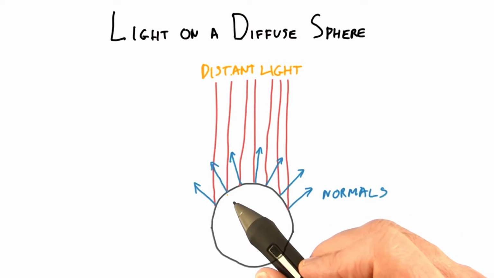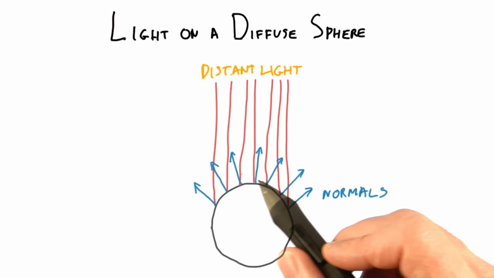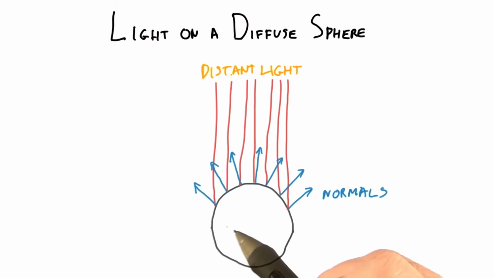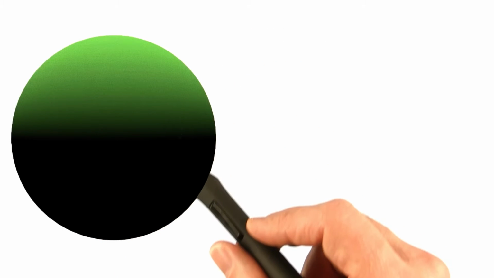Here the sphere's normal changes with respect to the light. The light's effect is at a maximum at the top of the sphere, goes to 0 at the equator, and stays that way since the bottom of the sphere faces away from the light. This is what the diffuse term looks like when the sphere is lit from above.